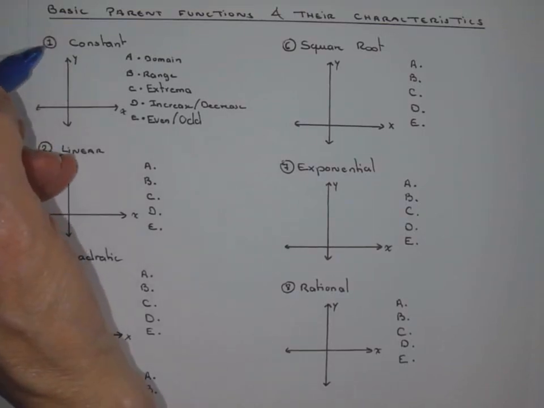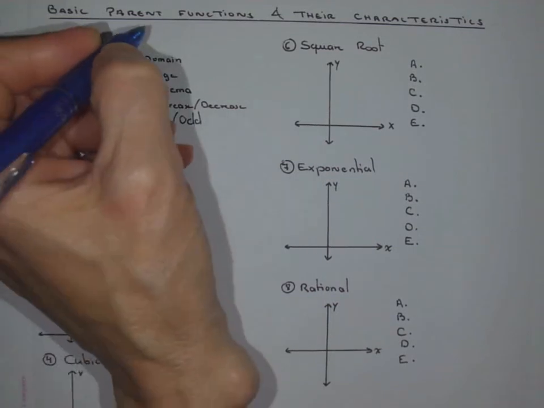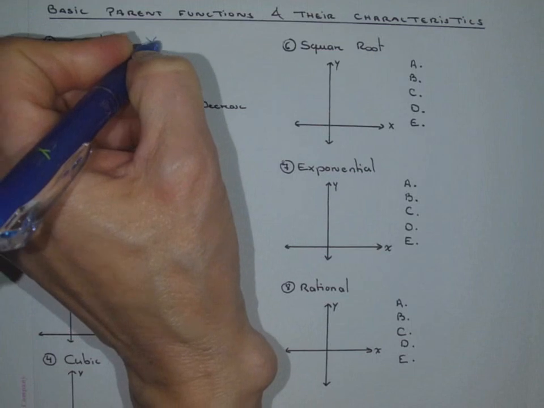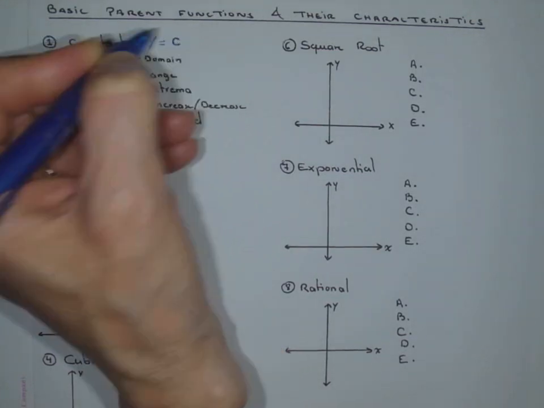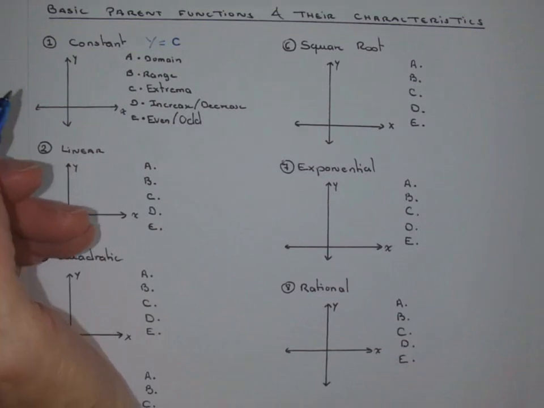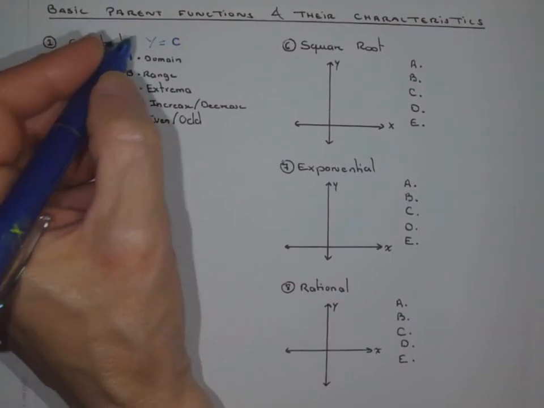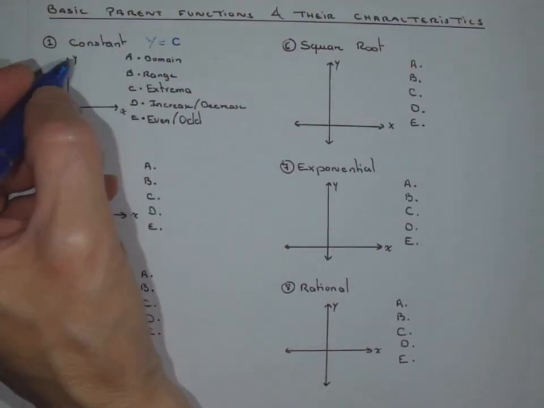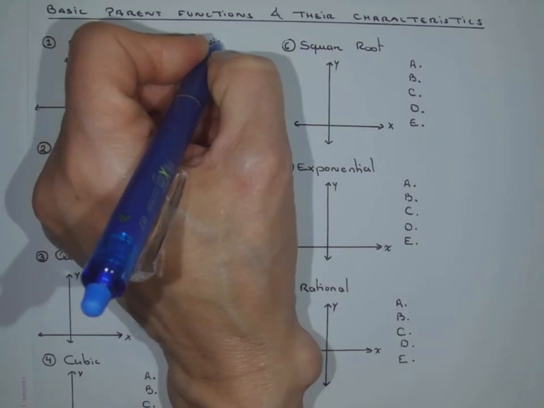The first one we want to address is the constant function. So what's a constant function? It's when you have a function y is equal to a number. So I'm going to call that c for constant. So that will just be like y equals 3, y equals -1, just a number, no variable. And when it's a constant, that's just going to be a horizontal line. So you want to think about that as being a horizontal line.